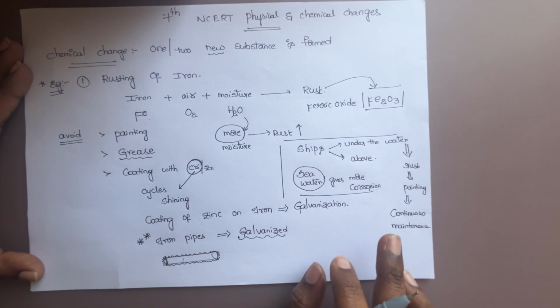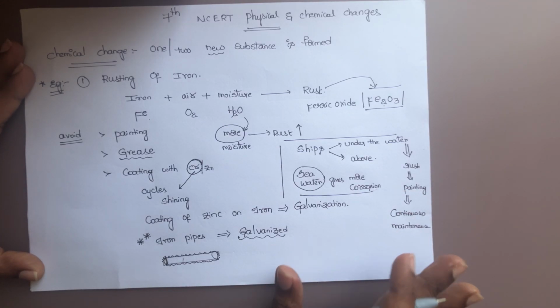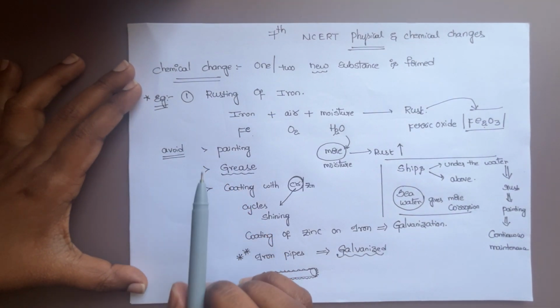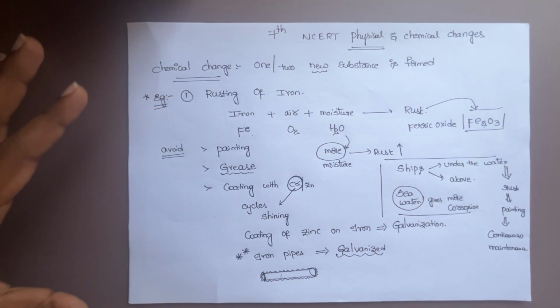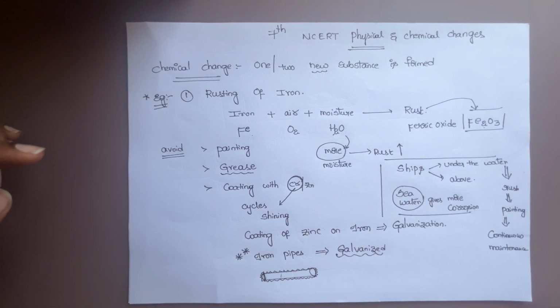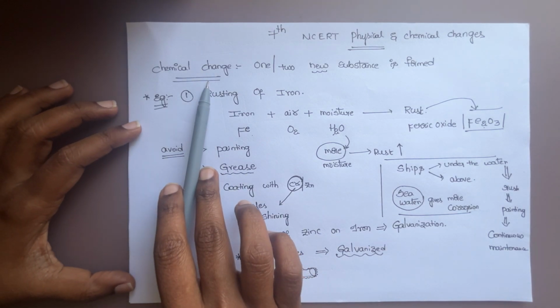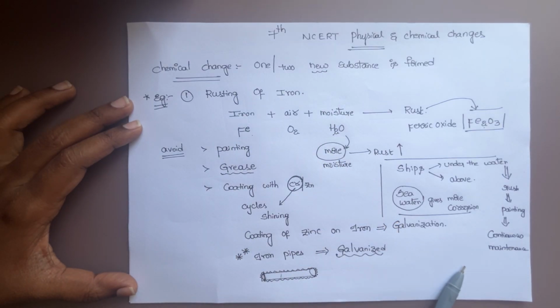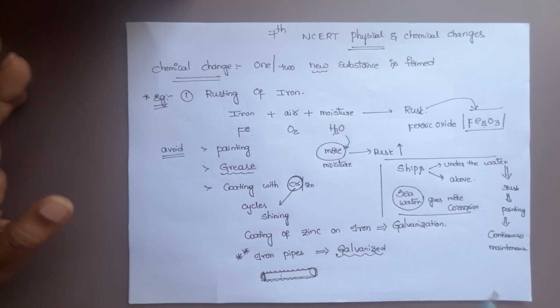So this is also a very important concept regarding chemical change. Some more examples are also there. I will explain them in the next video. Try to understand: chemical change is nothing but one or two new substances forming. This is the rusting of iron. Completely in this video I explained the rusting of iron. Thank you.